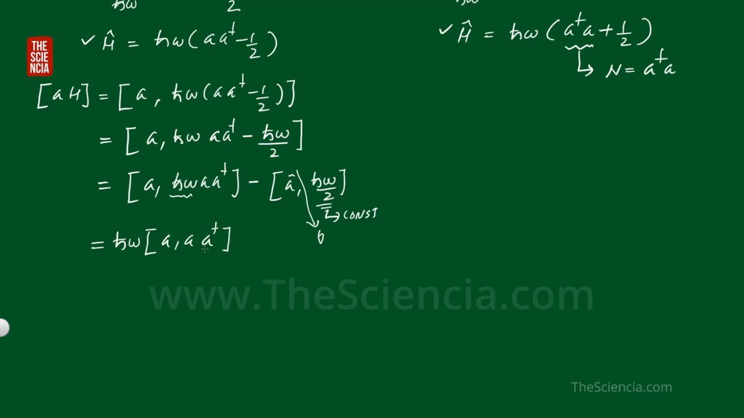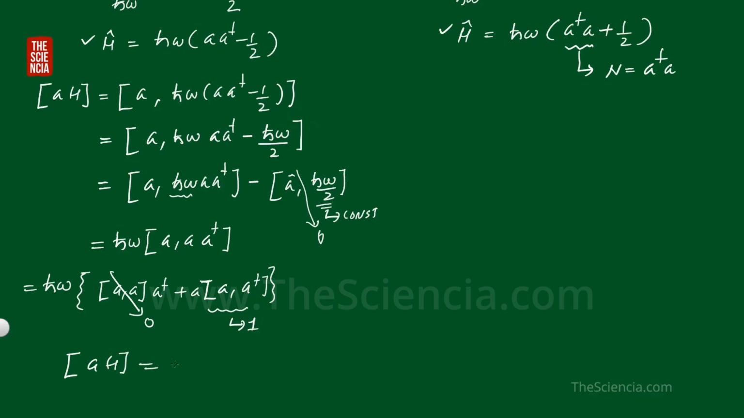Actually, we already solved this value, right? Okay, no problem, we can do it again. That is H cross omega into commutator A comma A dagger plus commutator A comma A dagger A. See, this is the same operator, so it will be equal to 0, and for this one we know the value is equal to 1. Therefore, we will get commutator A, H is equal to H cross omega A.